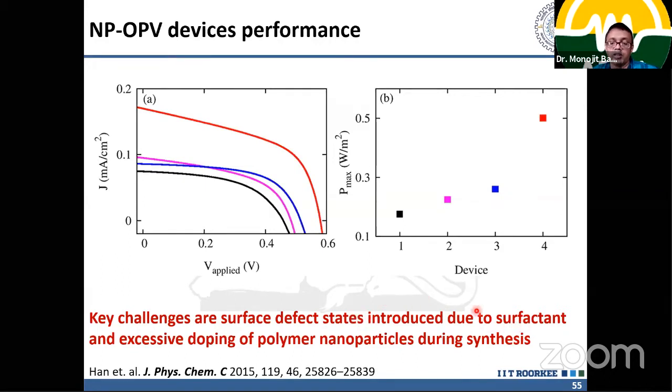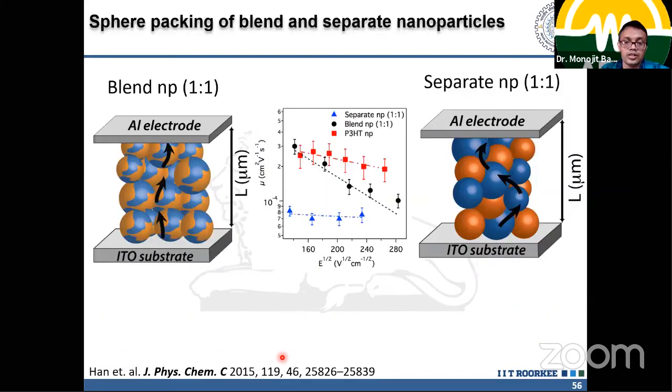And also during the nanoparticle synthesis, we introduce a lot of doping to the polymer. So these polymers become highly conductive rather than semiconductive. And that is one reason we start to lose efficiency in these devices, right?